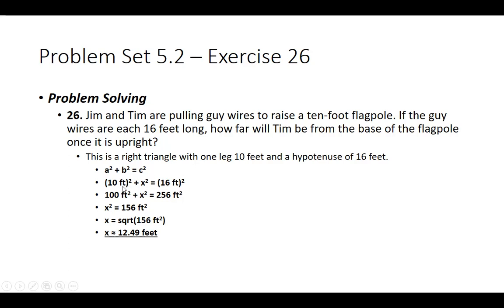When we square 10 feet, we get 100 square feet. When we square x, we get x squared. When we square 16 feet, we get 256 square feet. To get the x squared by itself, we need to subtract 100 square feet from both sides. 256 square feet minus 100 square feet is 156 square feet. So x squared equals 156 square feet.